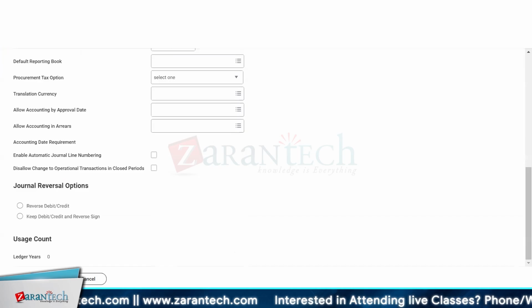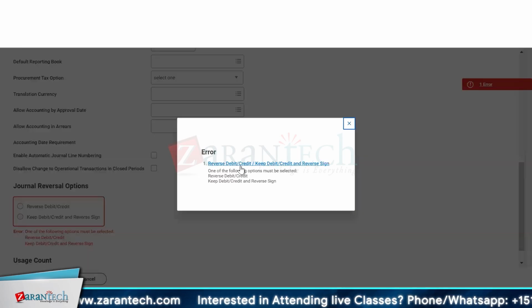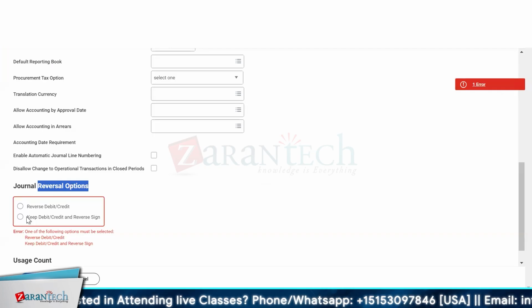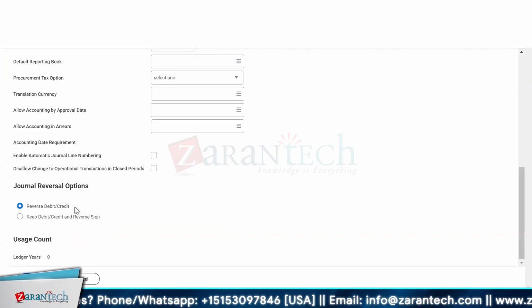That is mandatory. And the last mandatory one is at the bottom. If I click OK, the system will throw me an error. You can see this error: Reverse debit credit rule. This is the fourth mandatory area. We have a dedicated session on this reversal concept. Right now, I am making it reverse debit and credit.